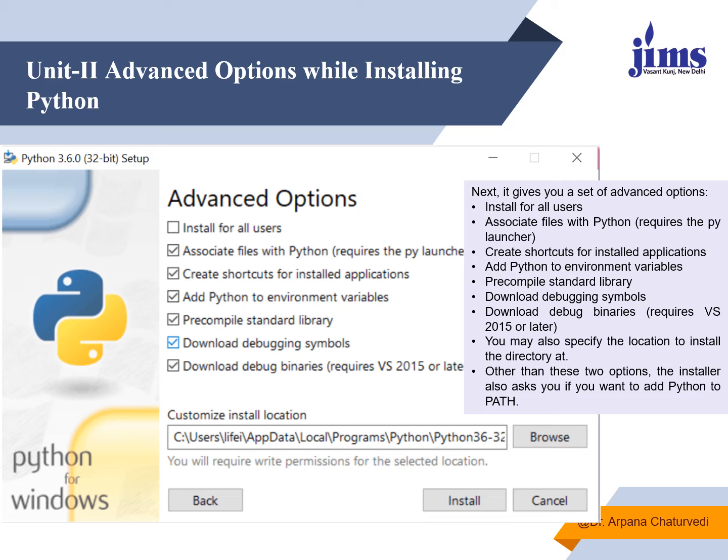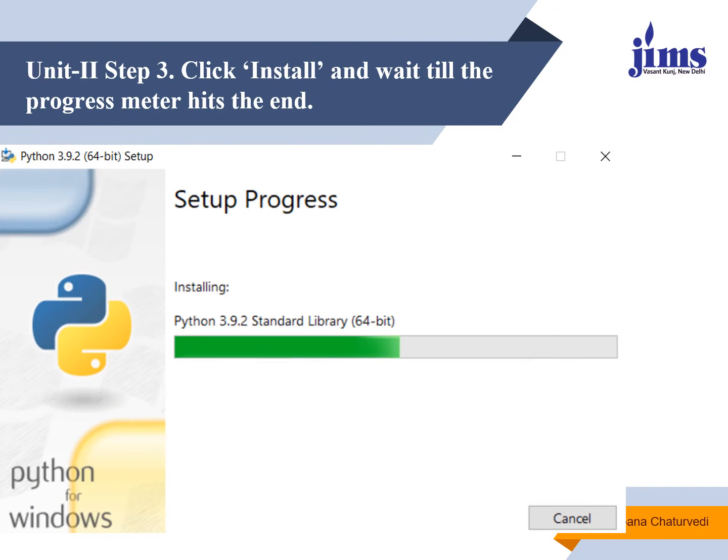If you go for the advanced option while installing, you can check all of these also. You can associate files with Python, you can create shortcuts, you can add Python automatically to the environment, you can download debugging symbols also. From here you can select the path also. So it depends on you which options you want to select while installing. This is how the setup will be, the installation will be under process. This kind of bar will appear over there as I'm installing 3.9.2 64-bit. So this is the setup progress bar.